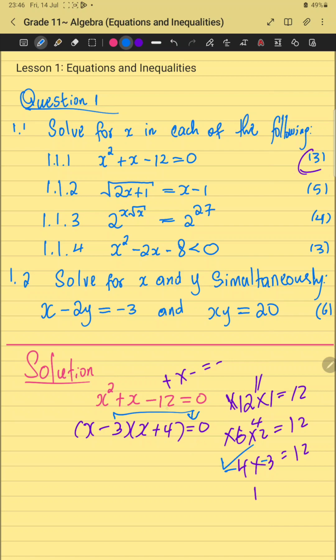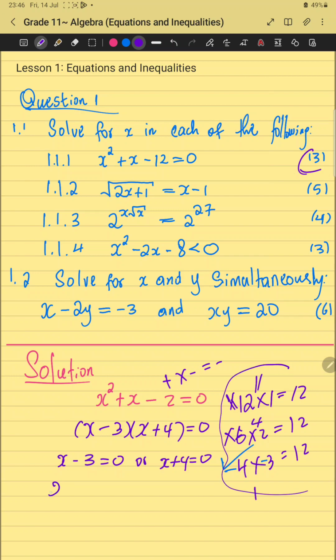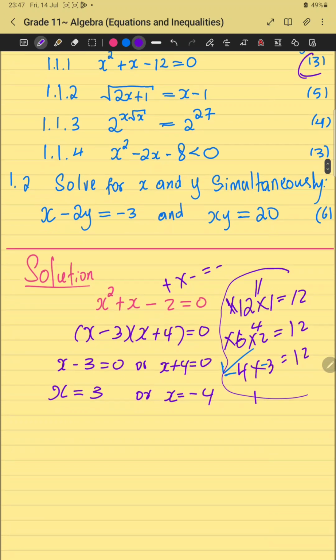So from here we're going to say x minus 3 is equal to 0, or x plus 4 equal to 0. And then what do we do from there? We just transpose, so that 3 becomes positive and 4 becomes negative. So this is how you solve for the value of x.